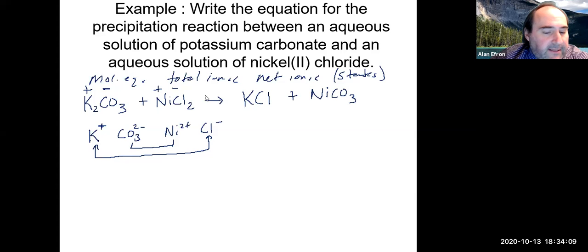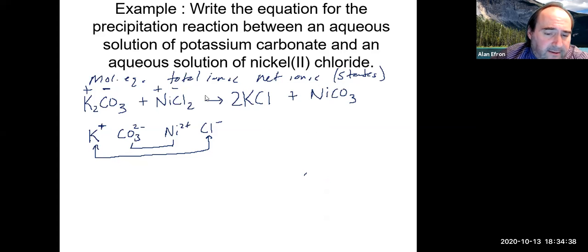I can't tell you how many times people screw up by trying to balance it and write the formula at the same time. So formula first, and now that we have all the correct formulas, we can go and balance this thing. We have 1 carbonate on each side, 2 potassiums, a good place to start. Put a 2 there. That gives me 2 potassiums, 2 chloride, which is what I need, and 1 nickel. And we are actually balanced at this point.